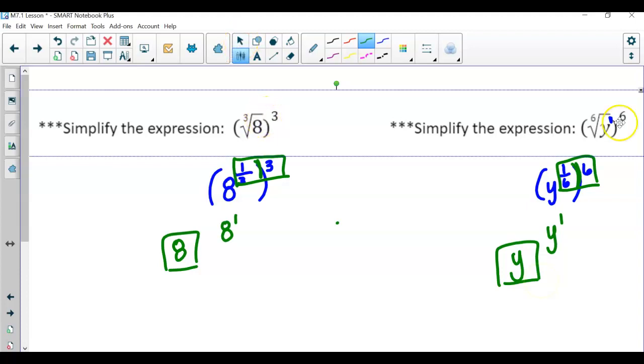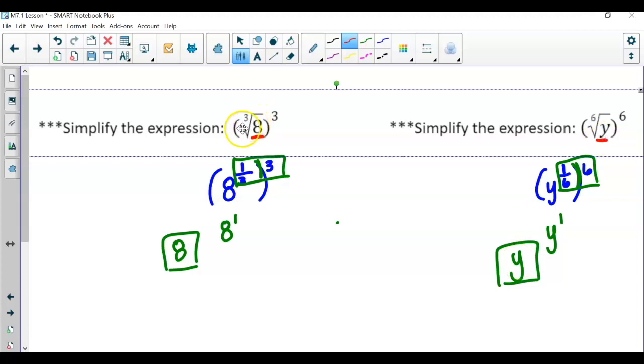I'm going to erase this. What do you notice now about the answers that we got here? We got 8 for this first one, and we got y for the second one, because this is going to be connected to our next lesson, which is solving radical equations. We'll notice that 8 was the radicand. Notice how y was the radicand.